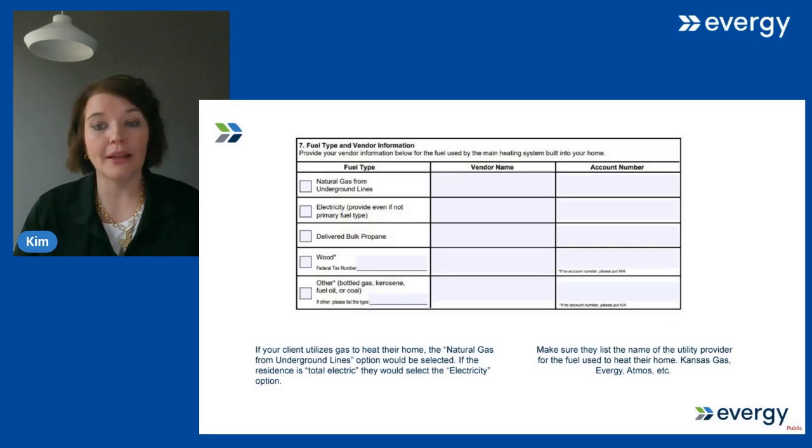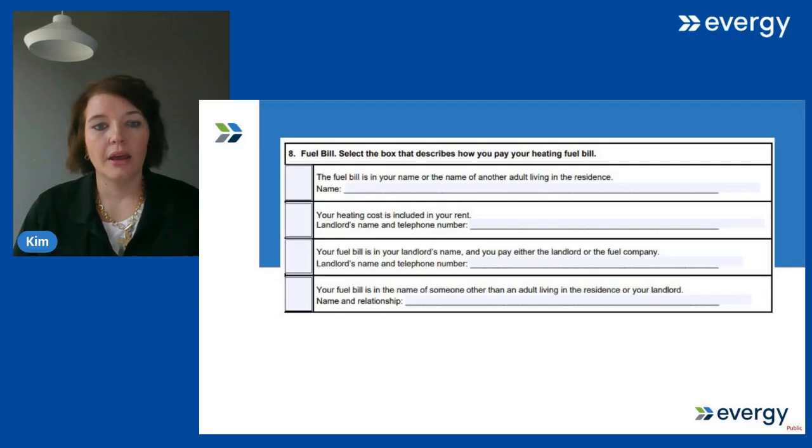Then you would provide the name and account number for the utility vendor that provides the fuel used to heat your home. The second and third options require you to provide your landlord's name and phone number. If someone other than an adult living in the home has the utility heating bill in their name, you would provide that information on the last option.